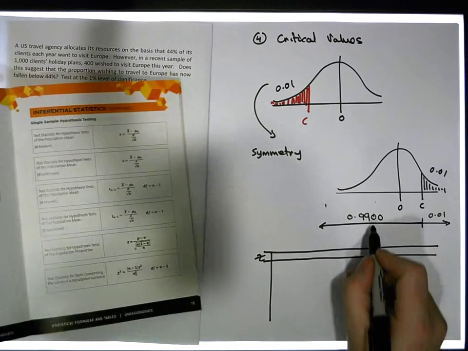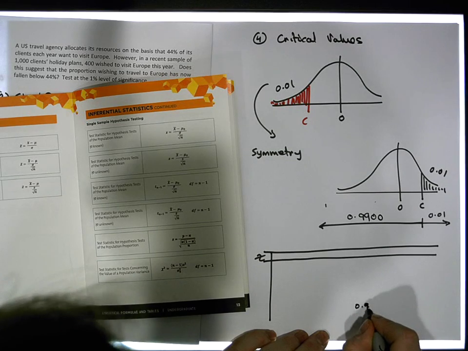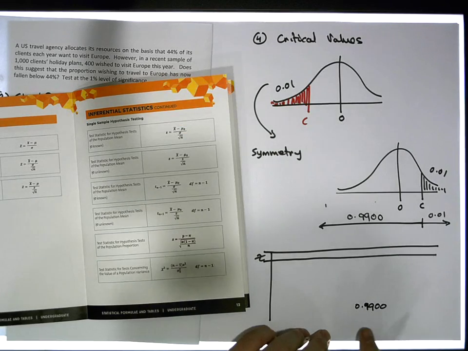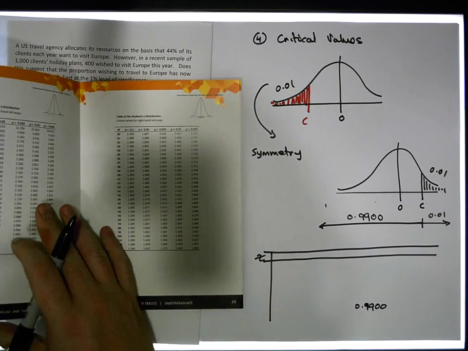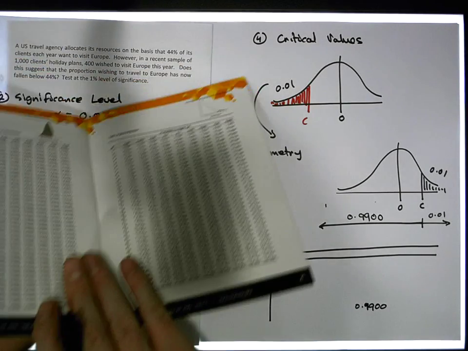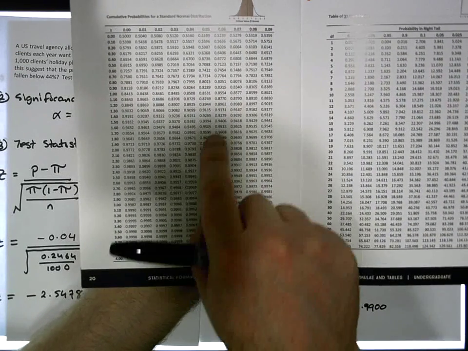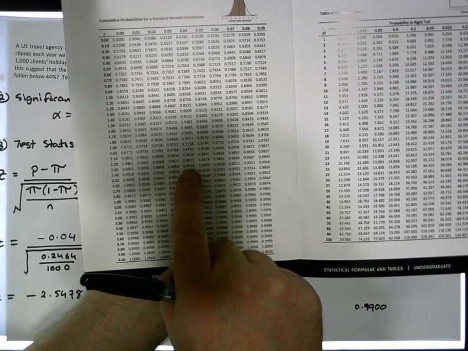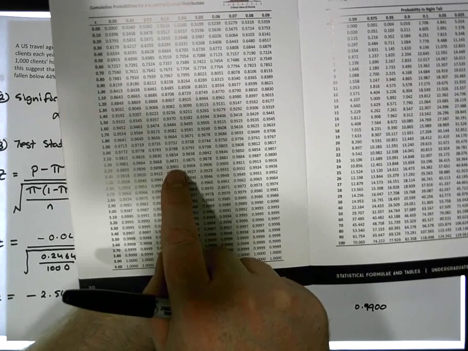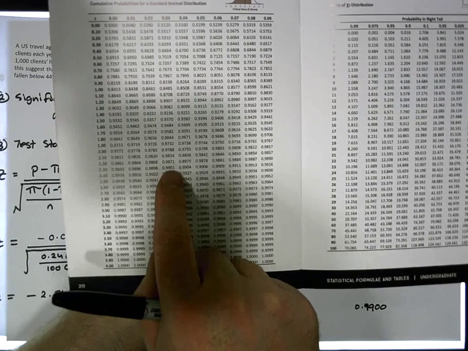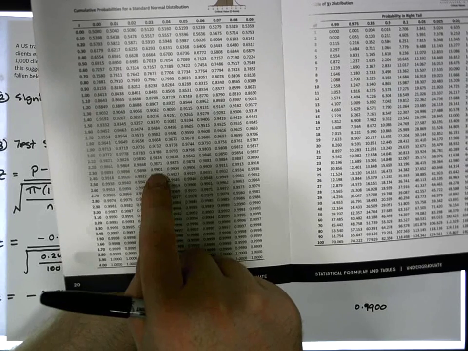So I'm actually looking for the value 0.9900 inside my Z tables. Let's see, can we find that? Okay. Now I know this already, that when I look at my cumulative Z tables and I'm looking for 0.9900, 0.9900 isn't there. But what I do have, 0.9901 is there, but I don't have 0.9900.